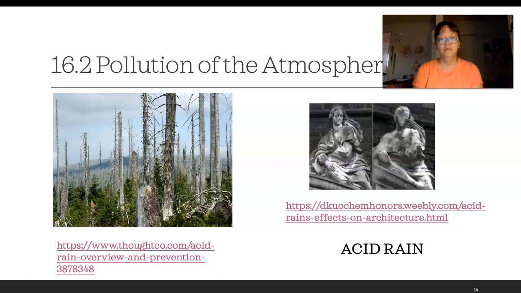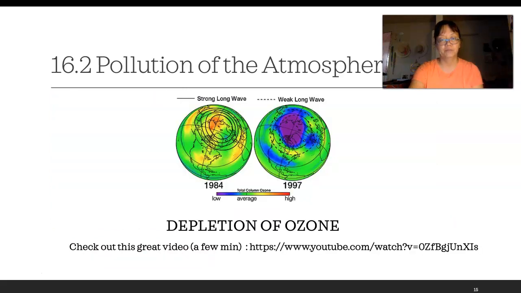The third type of pollution, I want you to pay attention, is acid rain. When the rain is very acidic, it kills everything. It kills the forest, it kills the fish and aquatic life. It also damages the buildings and the historical sites, as seen on the right side of the slide.